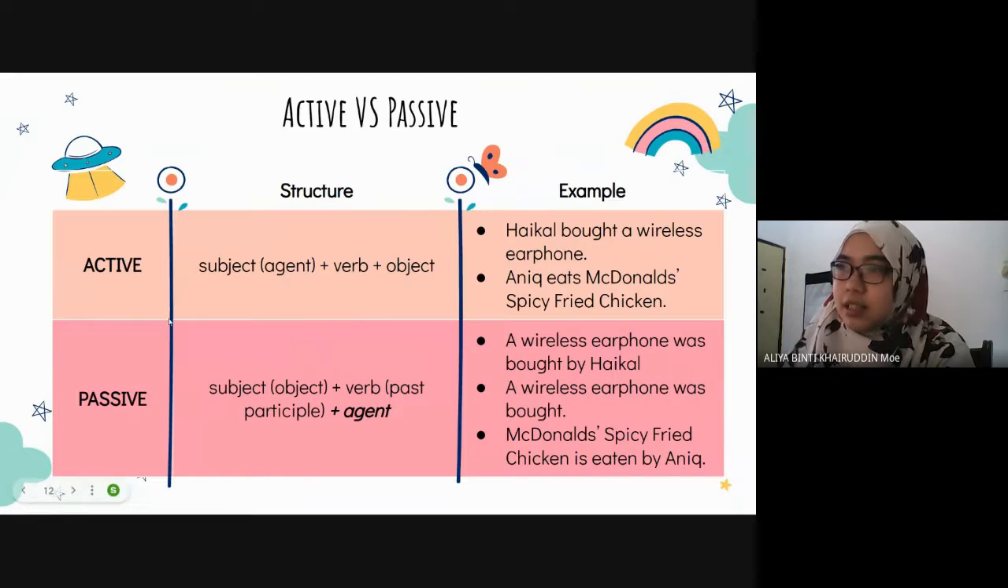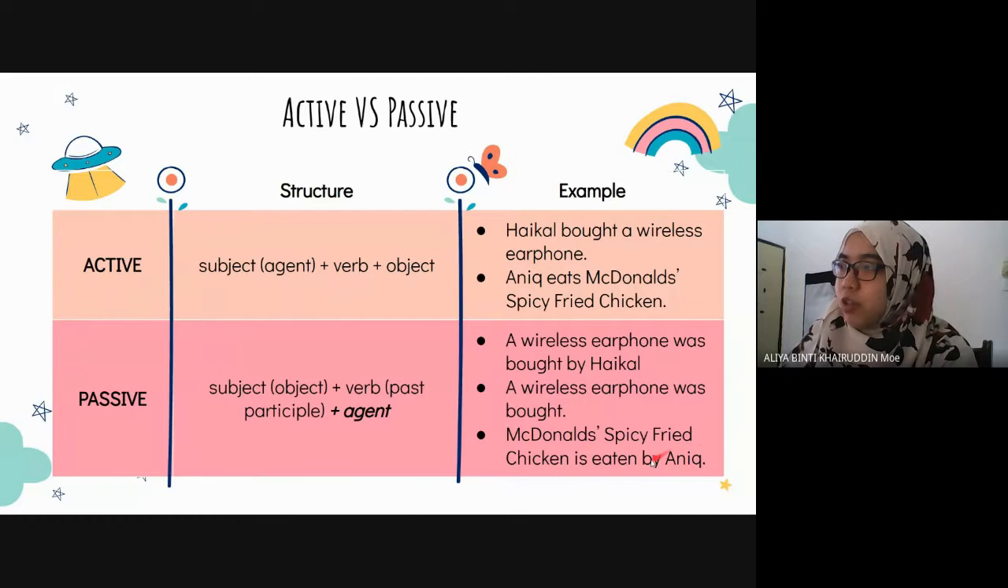Okay, so this is what we covered last week, right? The passive voice, the difference between active and passive. In passive voice, the agent or the person or the doer is put at the back, while the object is in front. For example, in active voice, Haikal bought a wireless earphone, but in the passive voice, a wireless earphone was bought by Haikal, right? And Anik eats McDonald's spicy fried chicken, but in passive voice, we focus on McDonald's spicy fried chicken. So it becomes McDonald's spicy fried chicken is eaten by Anik.